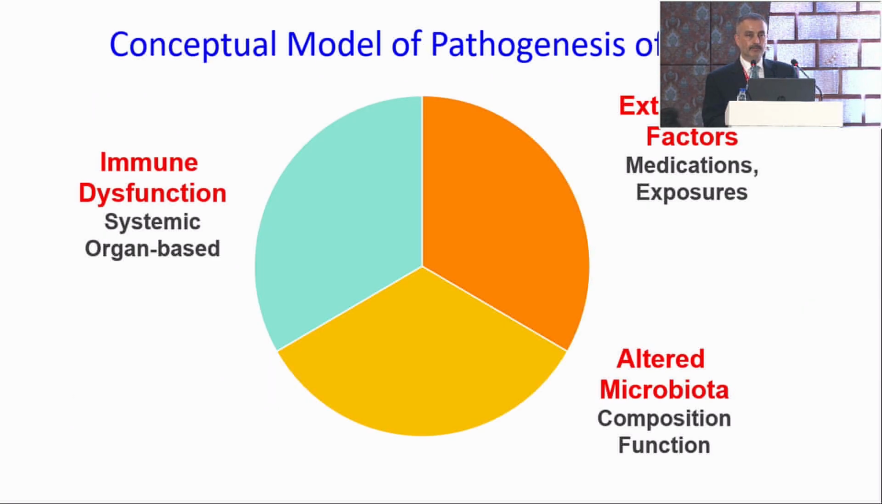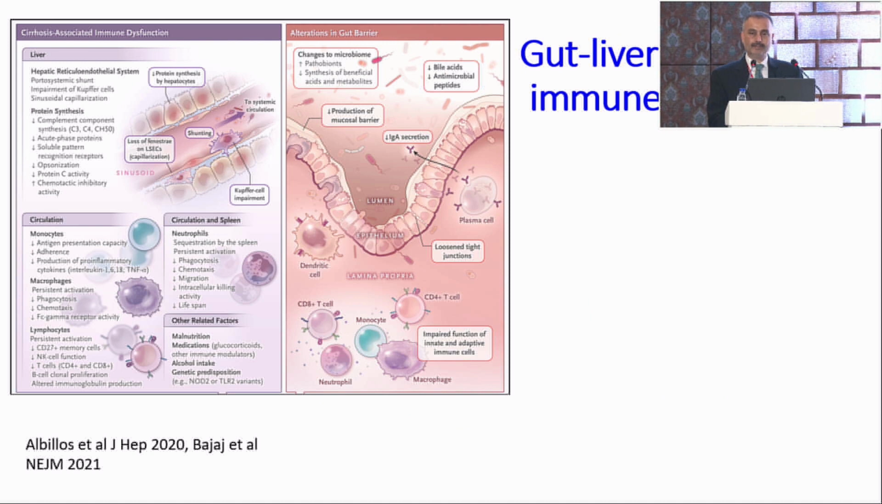So this is a conceptual model for pathogenesis of infections. There could be immune dysfunction, there is altered microbiota, and there are extraneous factors. So hint here, most of the things are related to extraneous factors, because immune dysfunction and altered microbiota, we can really not figure out in the end stage of patients with cirrhosis. So why does this happen? Remember, cirrhosis is an immune dysfunction disease. It's not just a disease of the liver. It affects immune dysfunction everywhere.